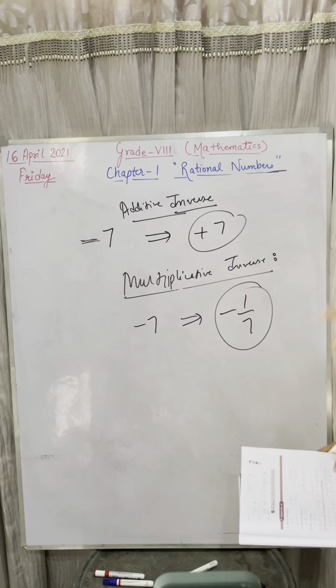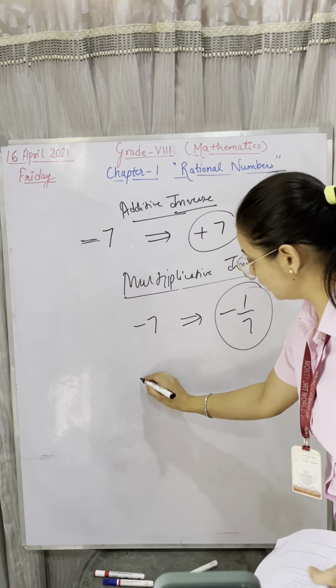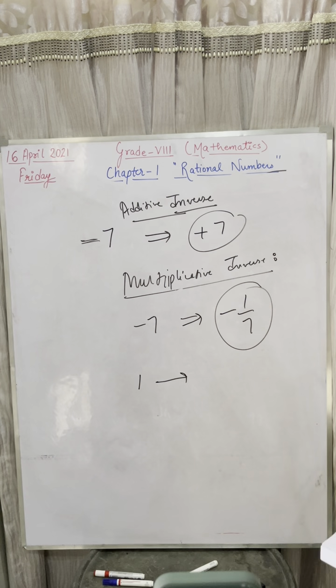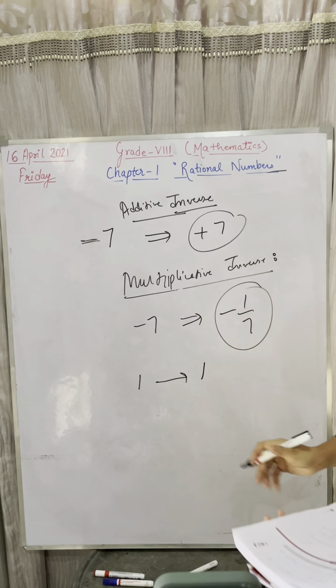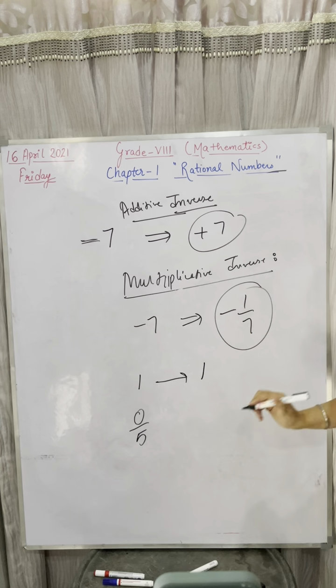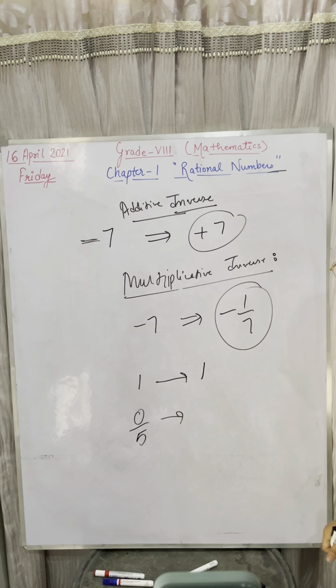Now I'm asking you, suppose we have 1. Tell me the multiplicative inverse of 1. Very good, that is 1 only. Now tell me one more thing. Is 0 divided by 5 defined or not defined? No, it's defined.